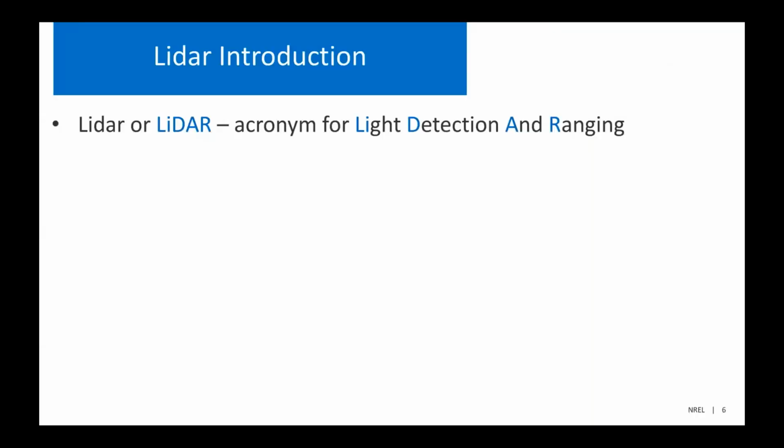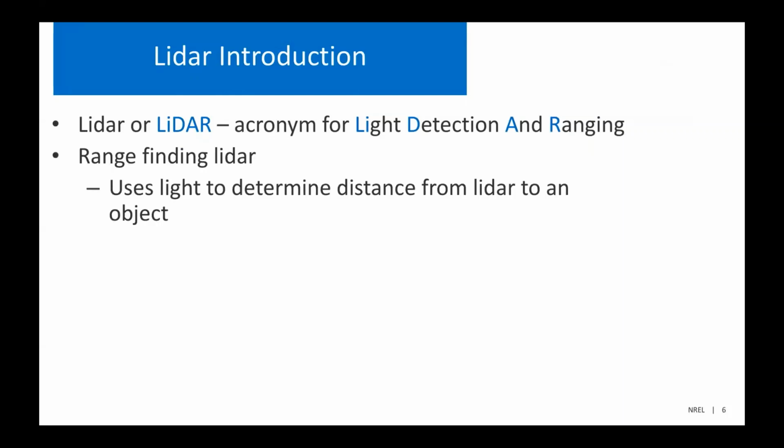So, an introduction into the LiDAR itself. LiDAR is an acronym which stands for light detection and ranging. And there's two types of LiDARs. The first is a range finding LiDAR. This is the type of LiDAR that you'll see in the automobile industry that are being used widely now for trying to automate vehicle driving. Those are used to find the distance from the LiDAR to an object.